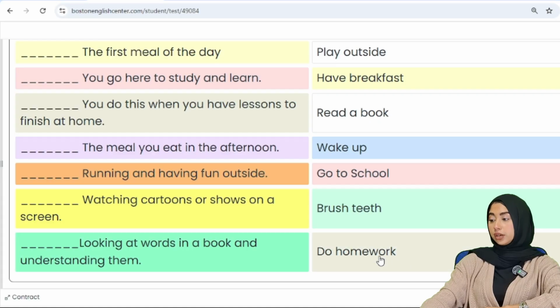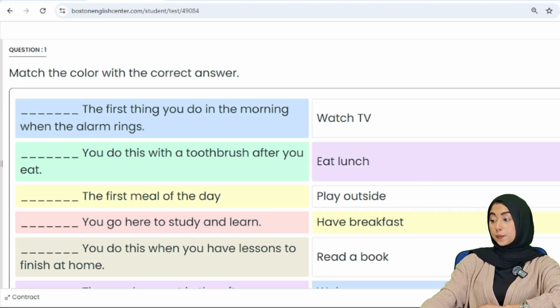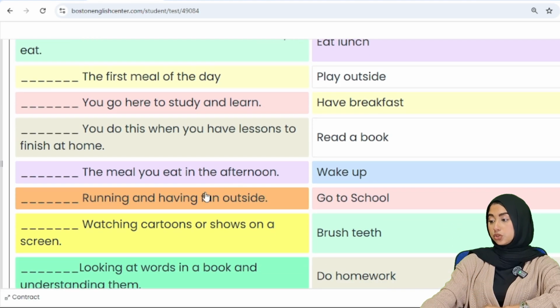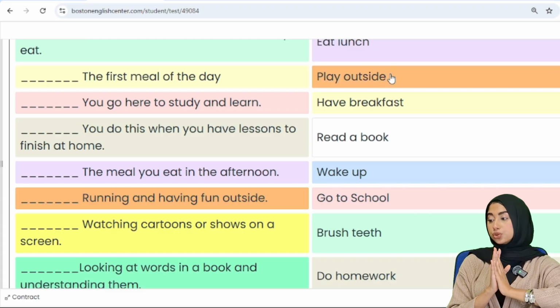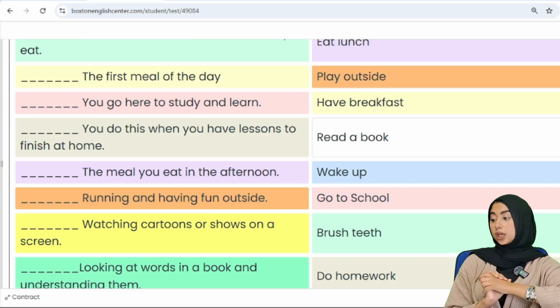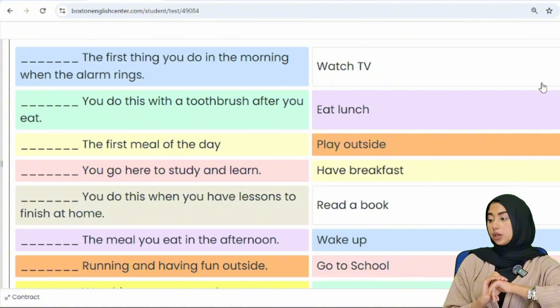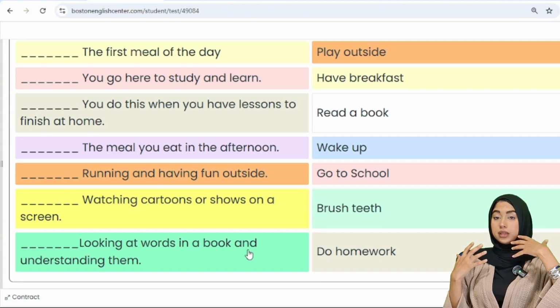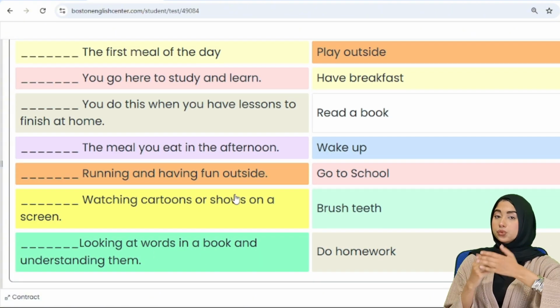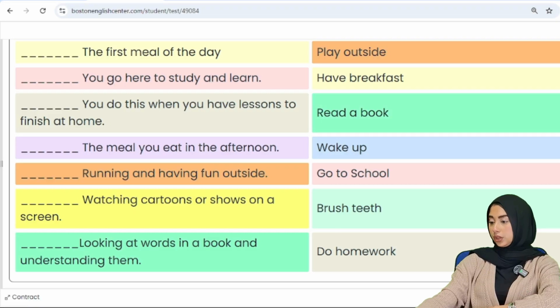The meal you eat in the afternoon? Lunch, yes. Running and having fun outside? Play outside, good job. Watching cartoons or shows on a screen? Yes, watch TV. Looking at words in a book and understanding them? Yes, read a book. Okay, all right, and now let's just see you in the phonics part.